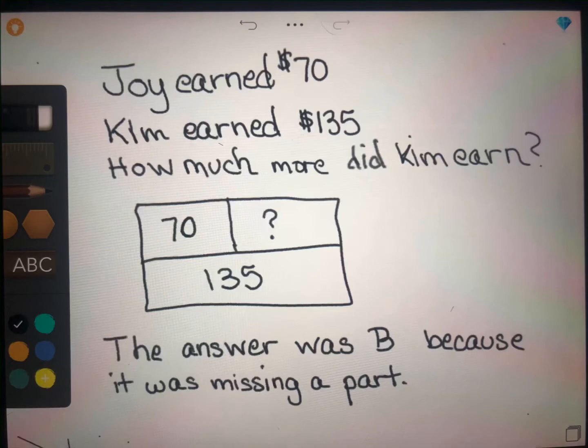So for question 1, first we're going to read it. Last week, Joy earned $70. Kim earned $135. Which diagram correctly shows how to represent how much more money Kim earned than Joy?